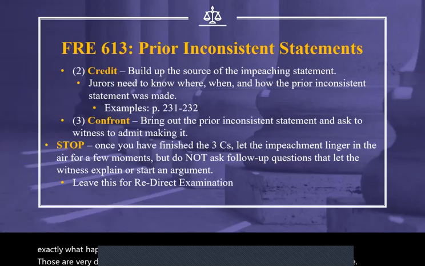So after we commit somebody, right, then we get to the second C, which is credit. So what you do is you build the source of the impeaching statement for the jurors, because the jurors need to know where, when, and how the prior inconsistent statement was made. Now, there are several examples in your book.